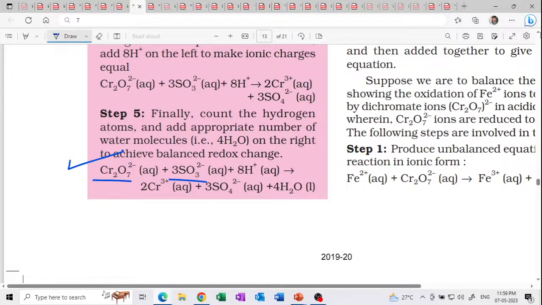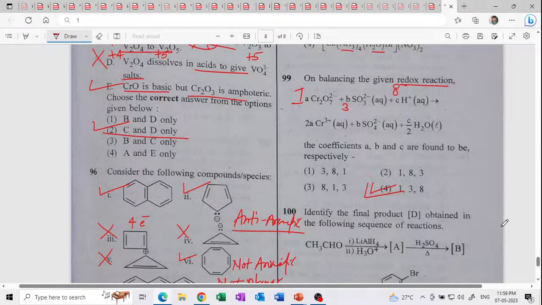Chromium, then SO3, then H8, this is 3, this is 1. Get it? So this is 2, 3 and 4. Get it? So this is from the CBSE NCERT. Directly solved question here. Two, 3, this is the 4. So this is the C, that's the 4.